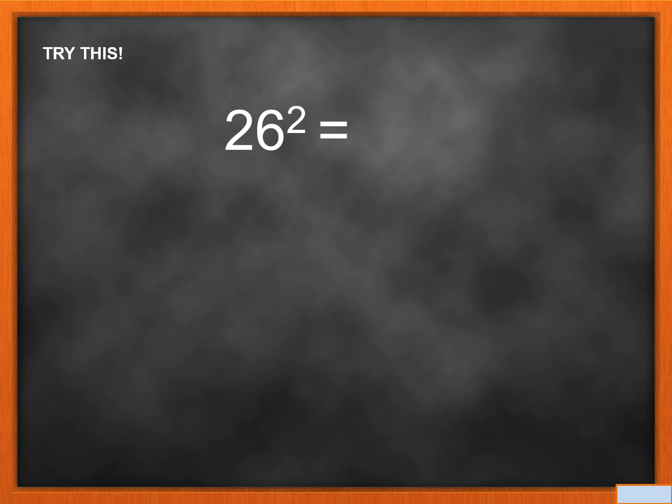Now, can you try to solve the following problems? 26 squared. First is what? Square of 6, 36. Write down 6. Carry 3. Then multiply 2 and 6. This will give us 12, times 2 is equal to 24, plus 3 is equal to 27. So write 7, carry 2. Then 2 squared is 4, plus 2 is equal to 6.